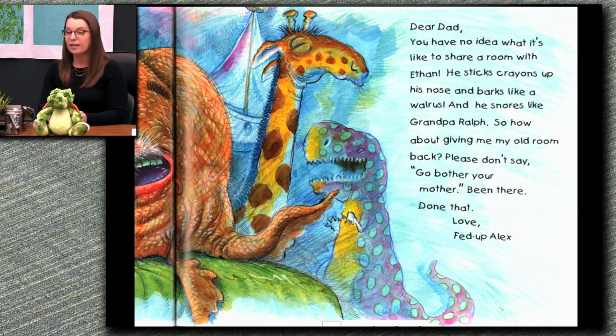Now, Alex had to think about who he was writing to, his dad, and he had to think about the purpose for his letter, which was to convince his dad to give him what he wanted. This is a persuasive letter. And he does this by asking questions. So how about giving me my old room back? And he gives examples to support his thinking.